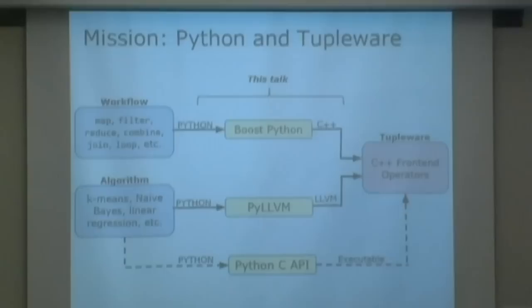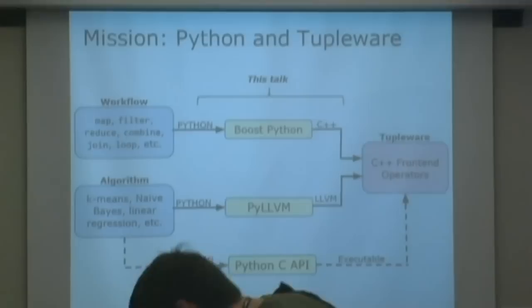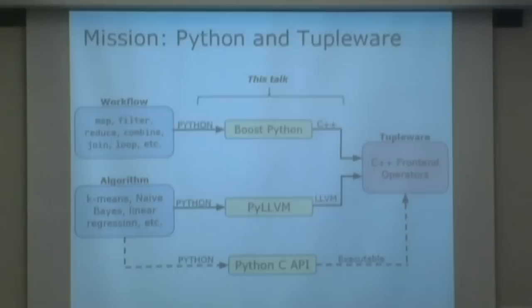Since we were using Boost in a lot of different parts of TupleWare, it was very easy to just hook it up directly to Python. So Boost Python allows you basically to call your C++ backend directly. The middle box is PyLLVM. This is where the bulk of the work was. This is where I spent the majority of my time. But because PyLLVM is a work in progress, we didn't want to limit our user to the features that we had implemented, so we provided a backup method using the Python C API so that you could make executables out of your UDF and call them directly.